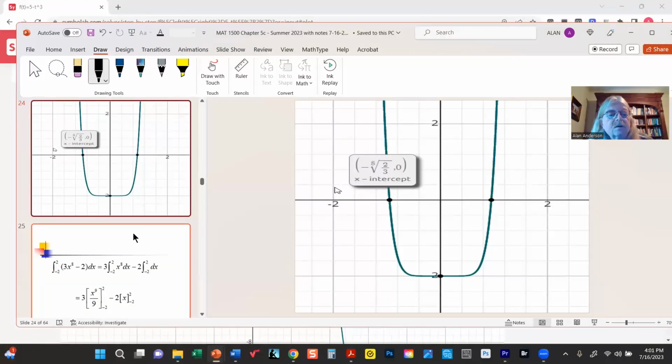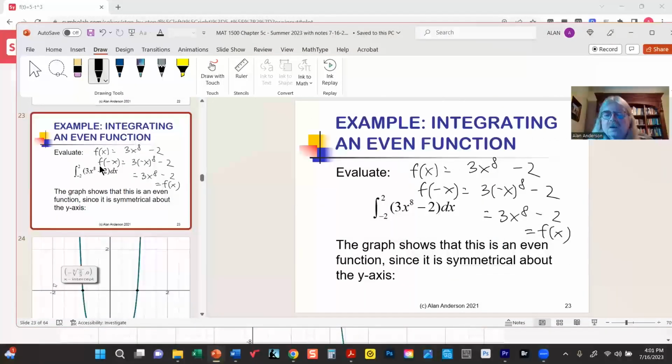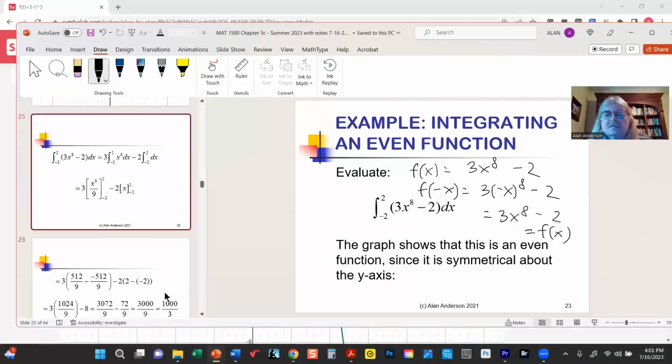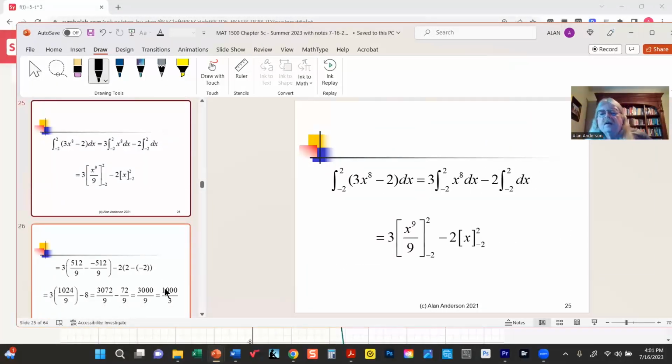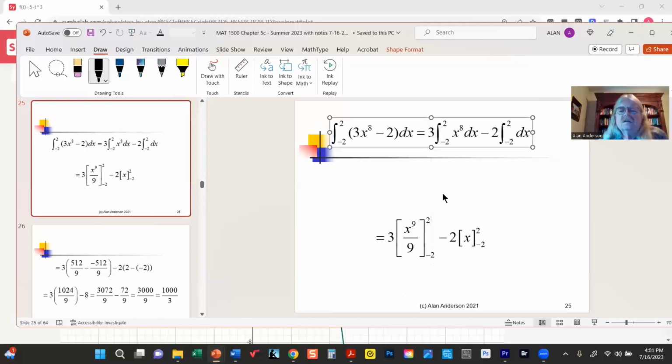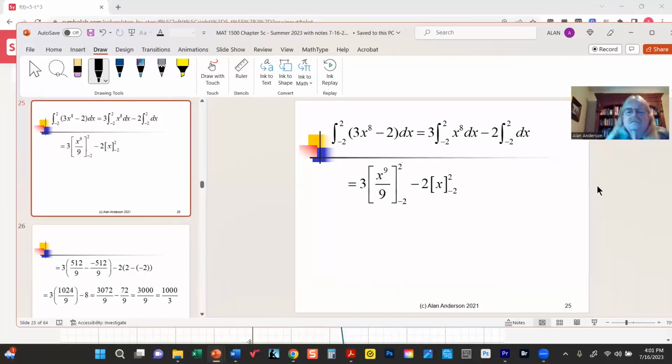So we're going to integrate this thing the way we usually do with the power rule. We can break it up into 2 components and solve it with the power rule. So we have 3 times the integral of x to the 8 dx minus 2 times the integral of dx, evaluated from -2 to 2. Then what you can do is do the substitutions.